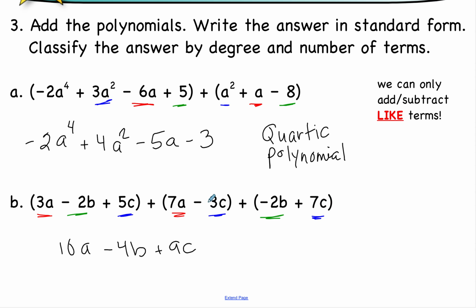Okay, so the degree of this one is degree 1, right? So this would be a linear, is how we would classify that by degree. And the number of terms are 3, so it's a linear trinomial.